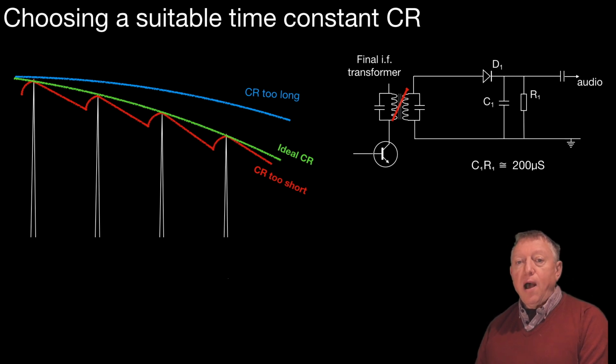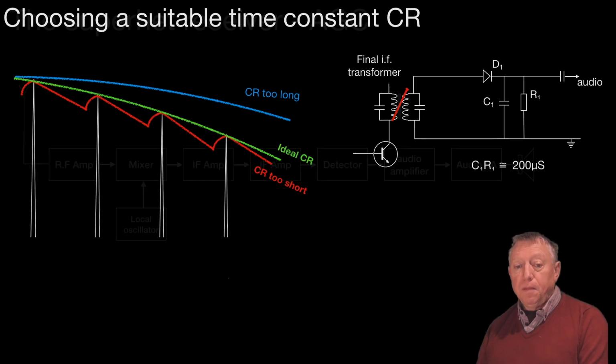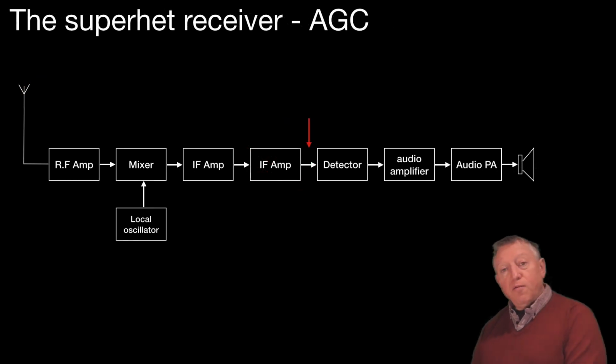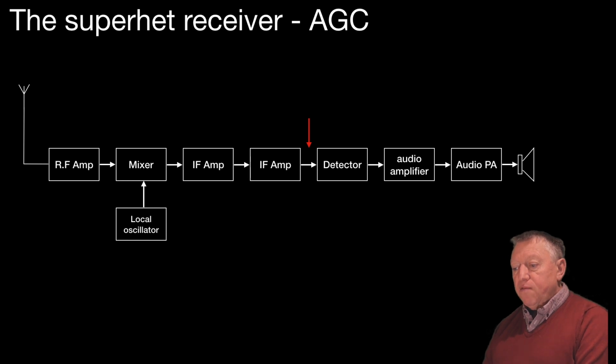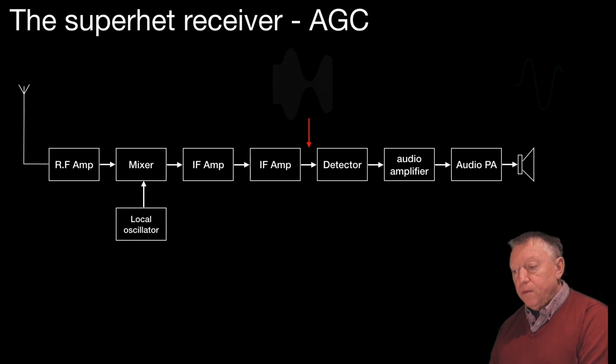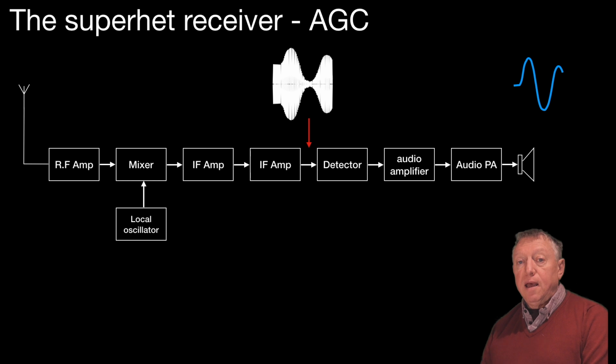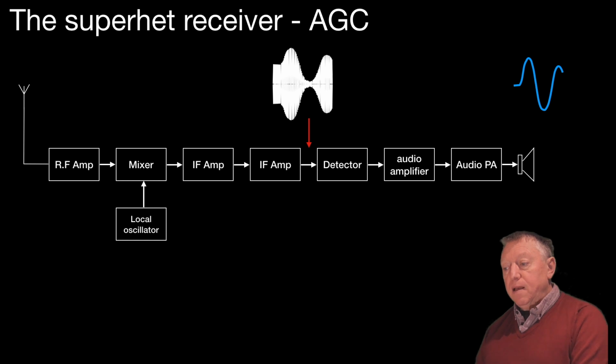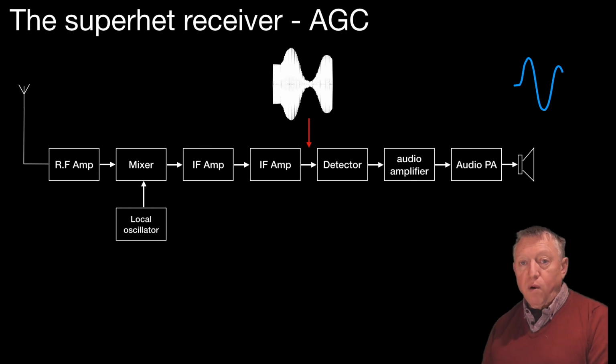Let's have a look now at automatic gain control, AGC. There we are, reminding ourselves of the superheterodyne receiver. And after the IF amplifiers, we should have an amplitude modulated IF, with an envelope that looks something like that, which goes through a detector and comes out of the speaker at something like the blue waveform shape.